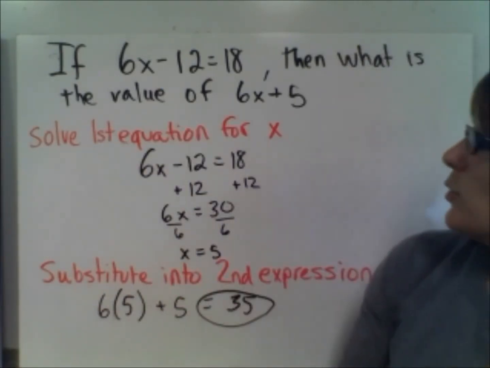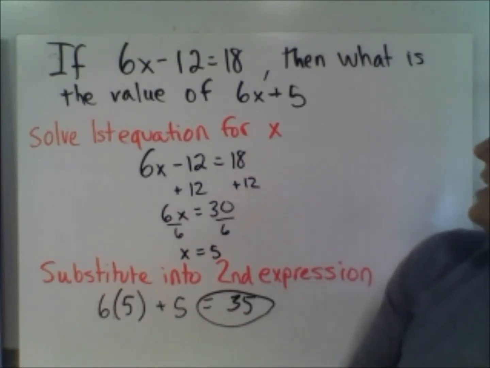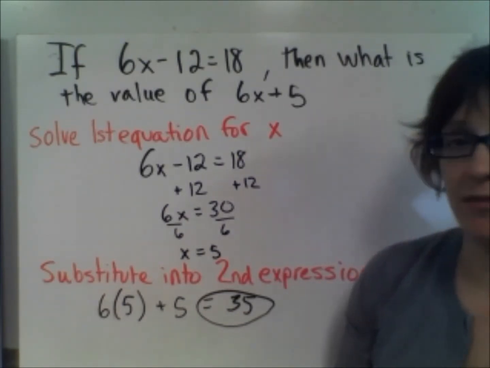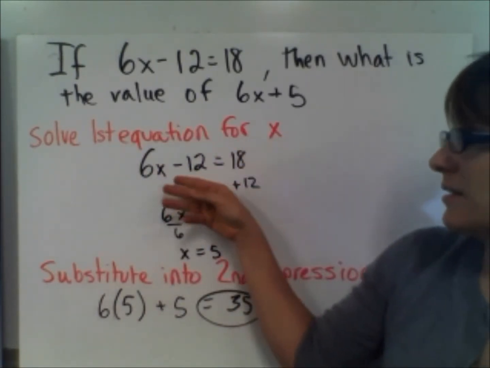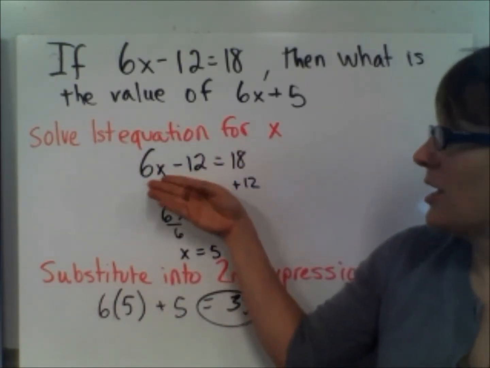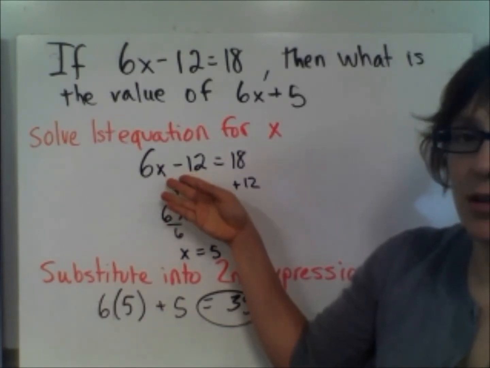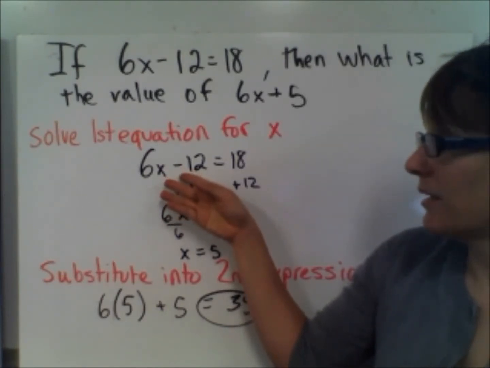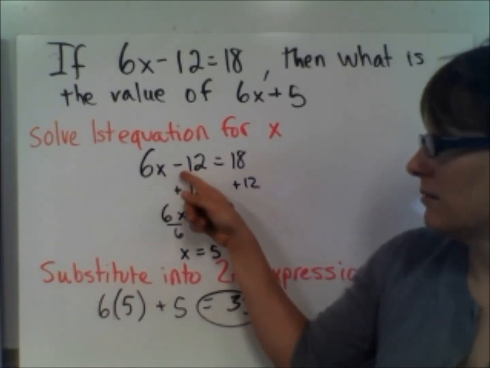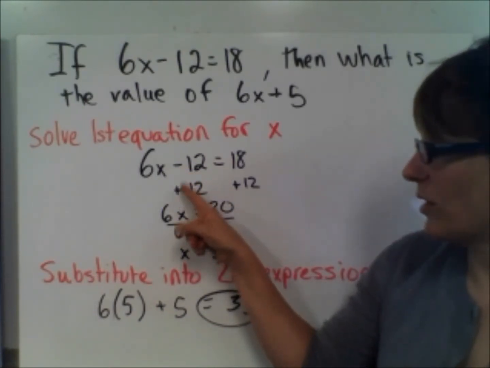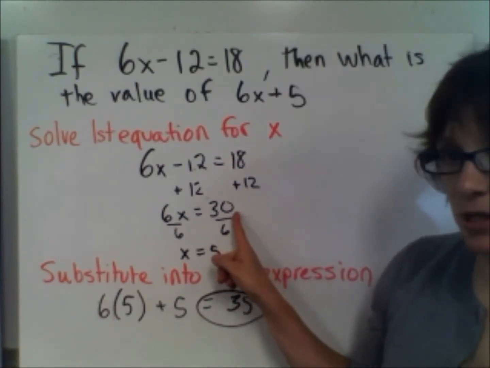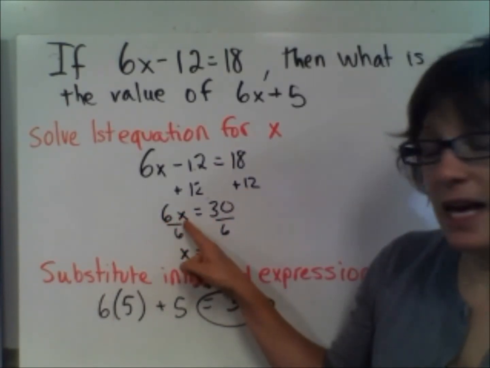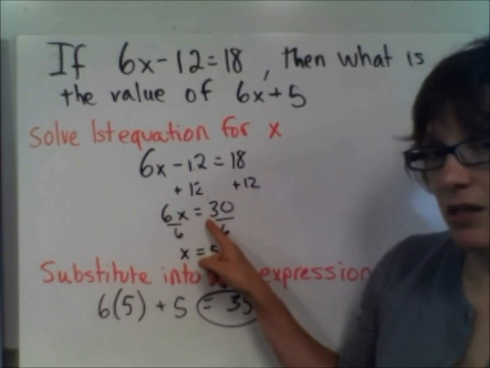If 6x minus 12 equals 18, then what is the value of 6x plus 5? Well, the first step is to solve the first equation for x. The very simple one. I have 6x minus 12. Well, what can I get rid of by adding or subtracting? Negative 12. Add 12 to both sides. Those cancel out. 18 plus 12 is 30. 6 times x equals 30.